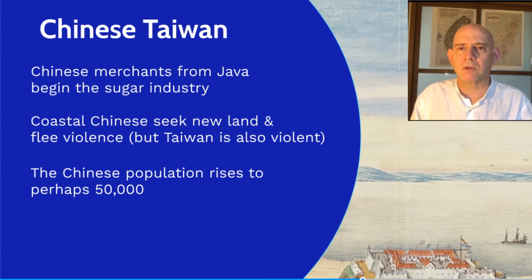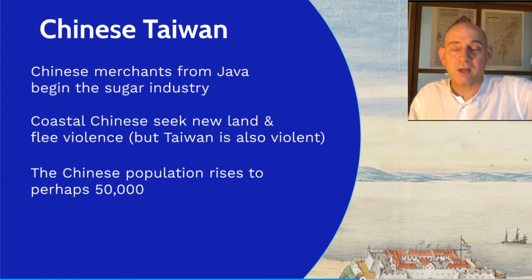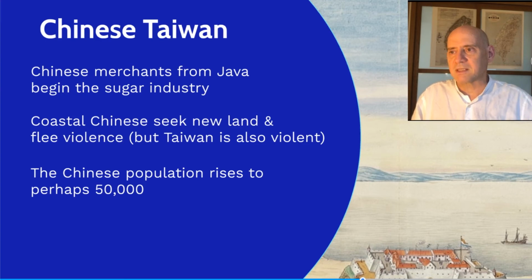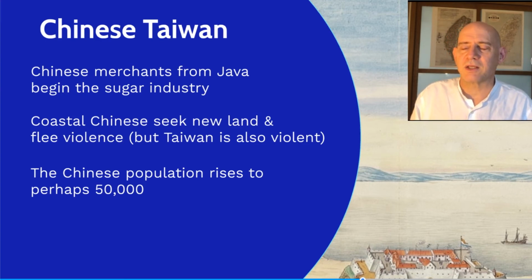And they start getting the sugar industry going. Okay, so this was something that was started by overseas Chinese that had first migrated down to Southeast Asia, made money there, and then they come back up to Taiwan to make money here. Okay? So that's how that sugar industry actually begins.